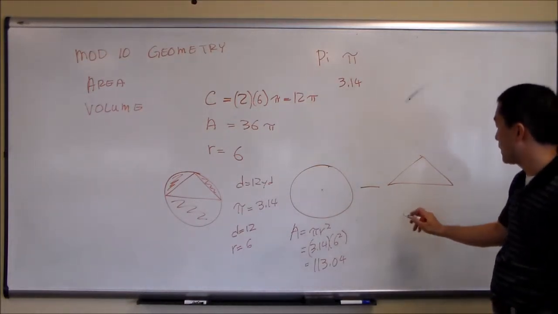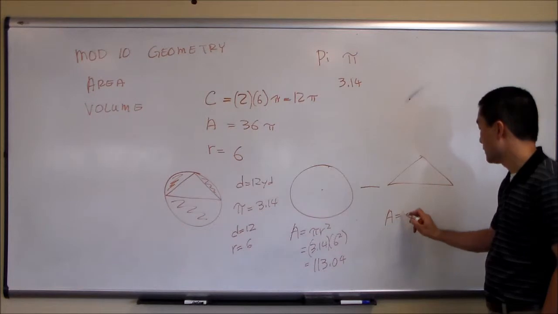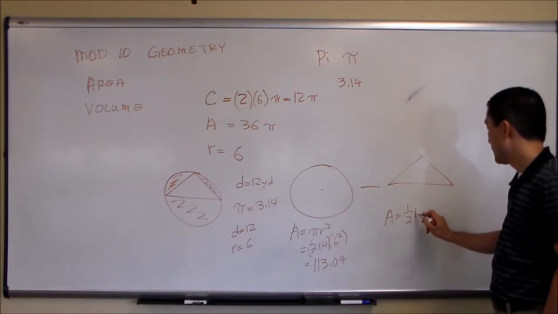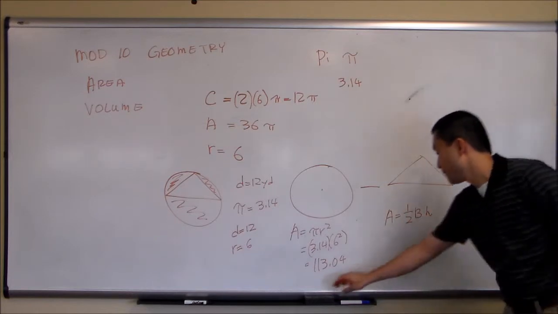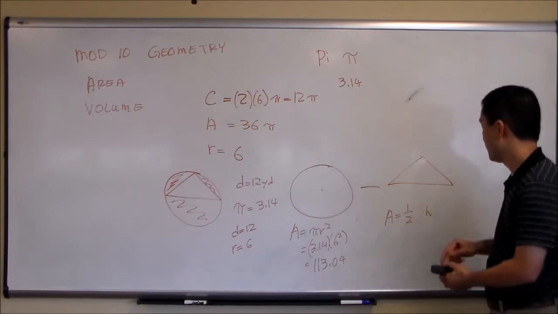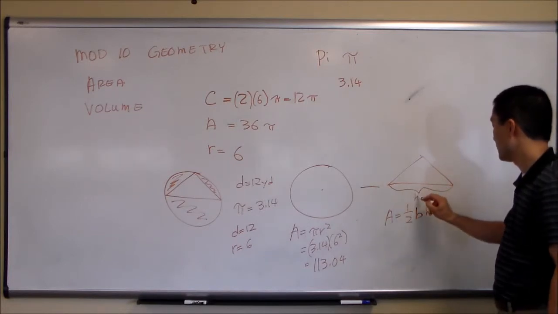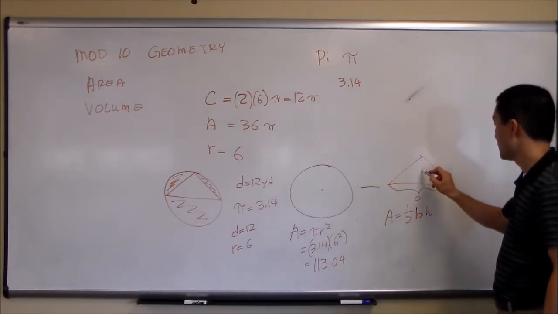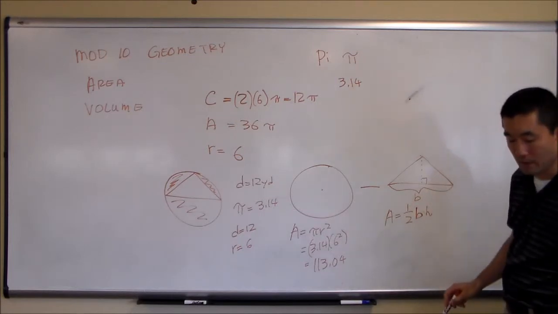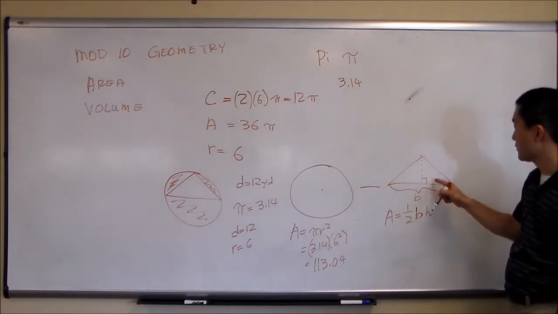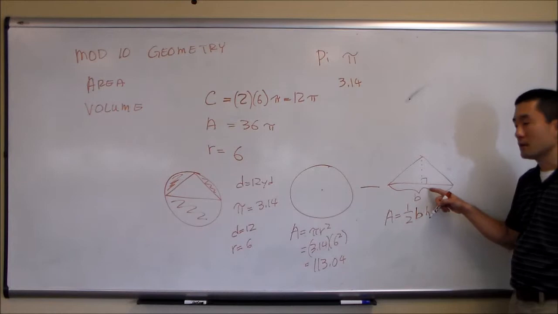The area for the triangle is 1/2 base times the height. Oops, little b. This is the base here, and the height is this. So for the triangle, wherever you see this little square, that's the height.